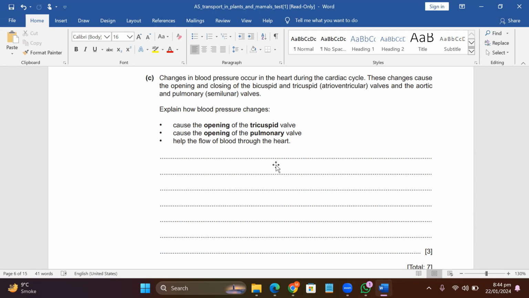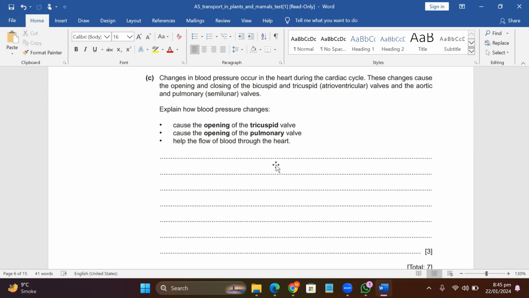Explain how blood pressure changes cause the opening of the tricuspid valve. It causes the opening of the pulmonary valve, or it helps the flow of blood through the heart. इसमें आपने basically opening of the valves show करनी है. और third point ये है, help the flow of blood through the heart in one way direction.